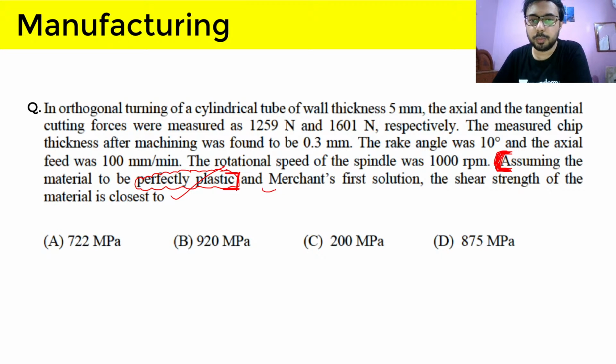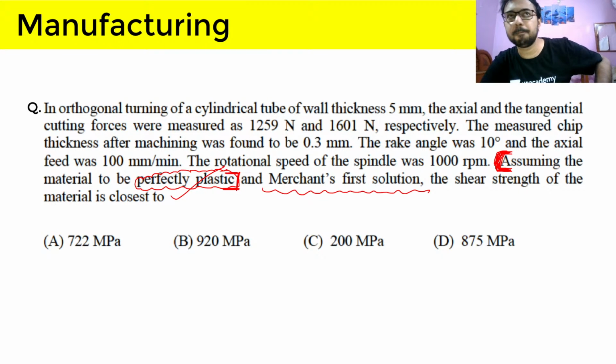and you can assume Merchant's first solution, that is Merchant's theory. But as I have discussed in my class, use Merchant's theory only when all the other doors are closed, when all the other ways are not suitable and you are not able to find the values of shear angle, rake angle or friction angle. Only then you have to use this. Don't use it from the get-go, because then you will get a wrong answer, since your values first of all need to satisfy the geometry. Therefore, find the values from the geometry itself.